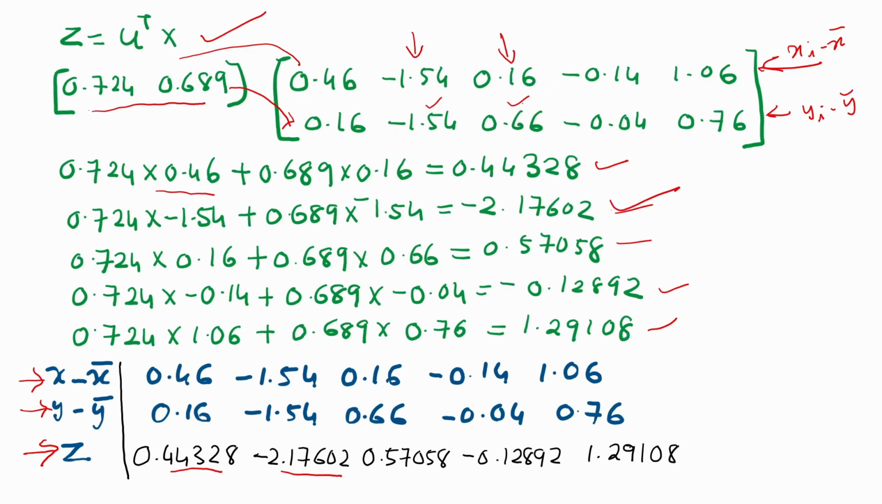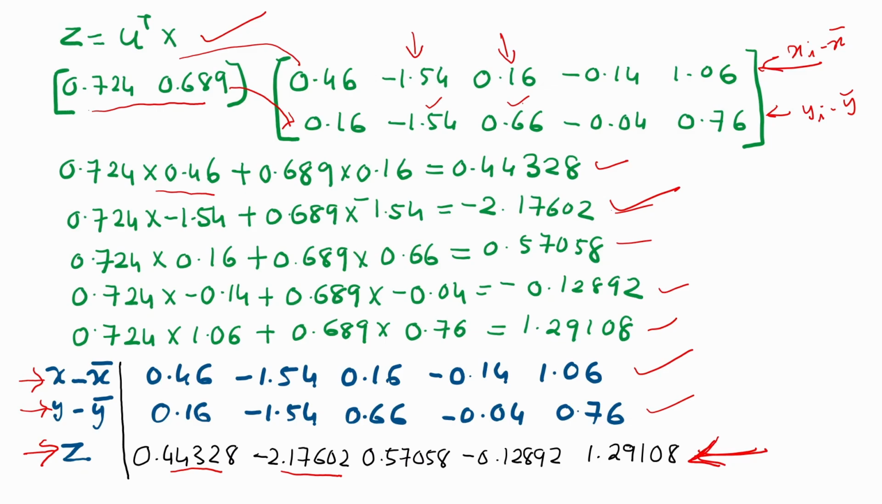Now if you observe this, here this is one feature, this was another feature. Now the two features have been reduced to a single dimension. This is how principal component analysis reduces a higher dimension to a lower dimension.